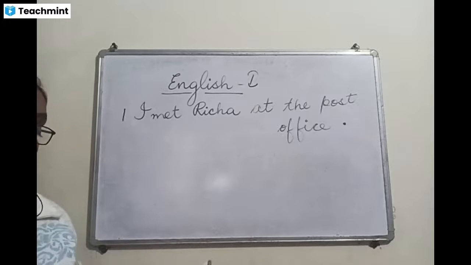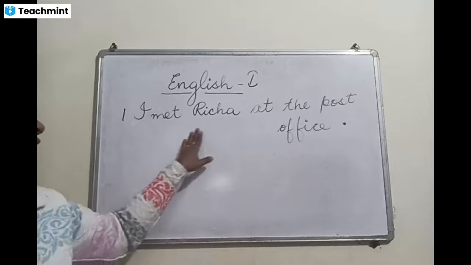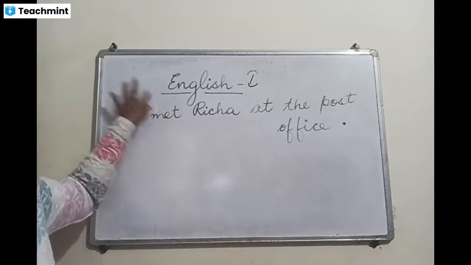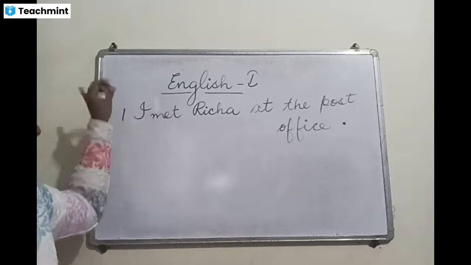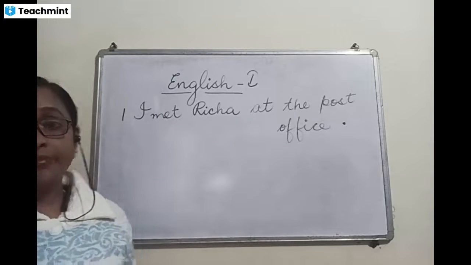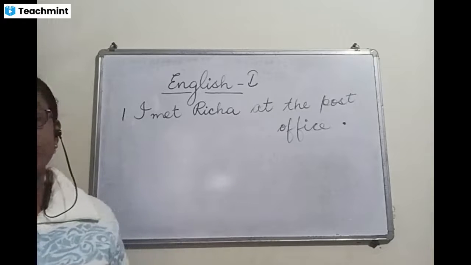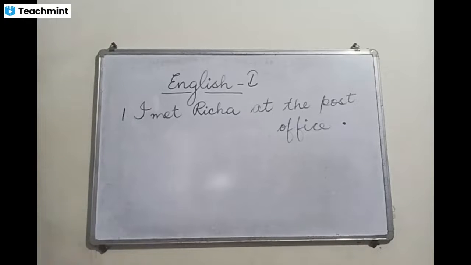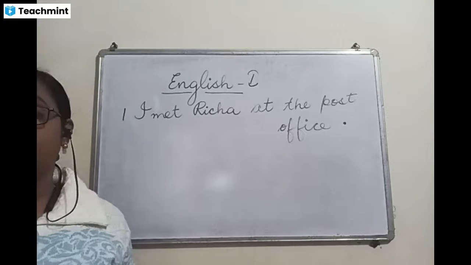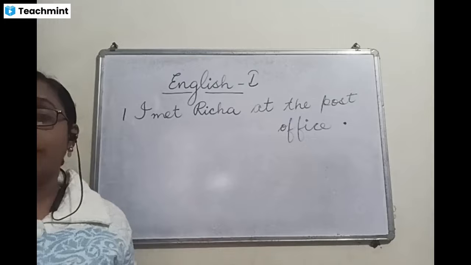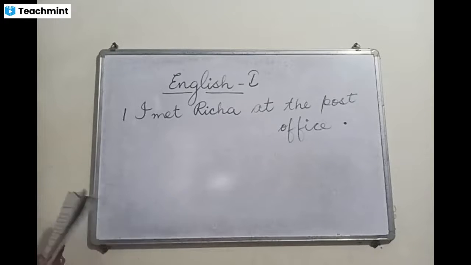Now we are going to do the second exercise. Children, all of you write this in your book, page number 109. I met Richa at the post office. Now, all of you write very beautifully in the book, okay? Nobody should do untidy work. Handwriting should be beautiful and no spelling mistake. All of you check the spellings and don't make any mistake.